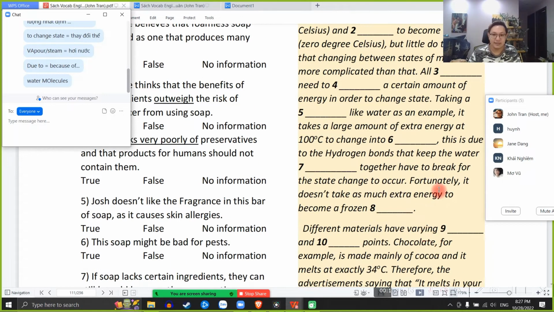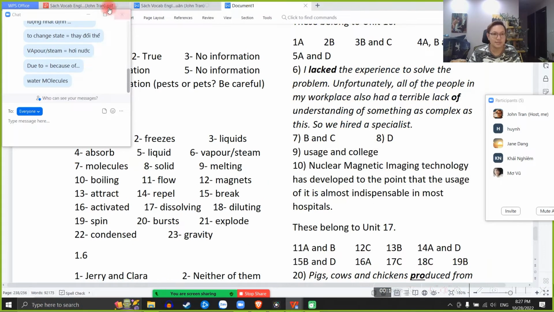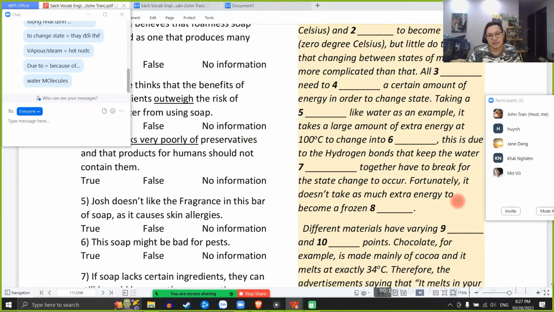Fortunately, it doesn't take as much extra energy to become frozen solid. What does it mean?